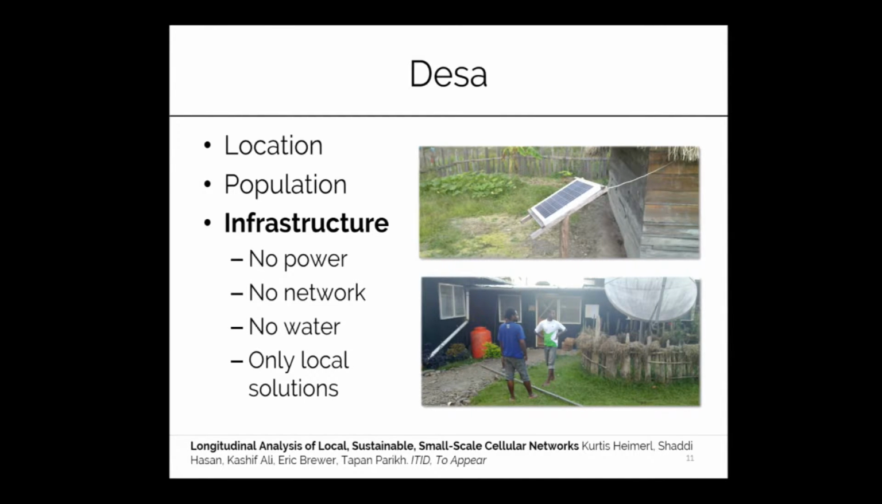On the top, let me move my cursor again, right here, is a 10-watt solar panel. And this was used to charge phones at a house in the community, as well as run a small karaoke machine. And on the bottom is an example of one of these VSAT terminals. This is how they brought internet into the school. So they use this to do educational content for the school. So what you see are these sort of local solutions to power and network and water, and no community solutions.